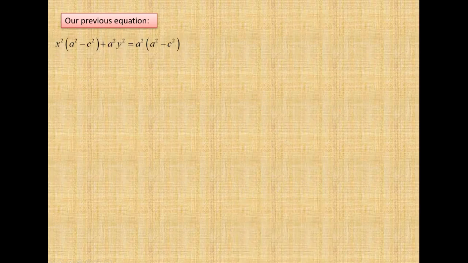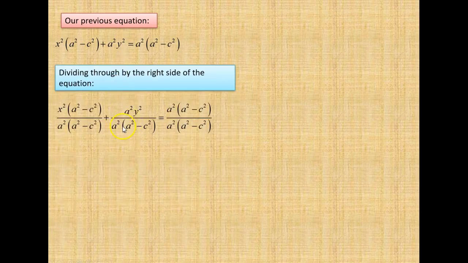Okay, let's continue. Here's our previous equation. Dividing through by the right side of the equation, we're going to take this whole right side of this equation and divide each term right here. Well, the top divided by the top is equal to 1. And so on the left-hand side, the a squared minus c squared is canceled. And on the right side, with the y's, the a's cancel. And that leaves x squared over a squared plus y squared over a squared minus c squared is equal to 1.